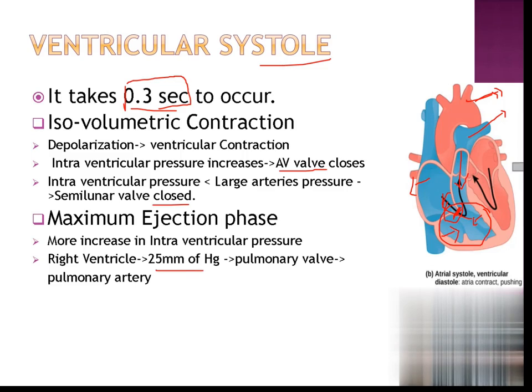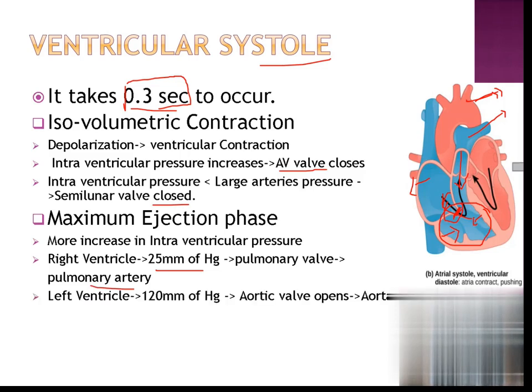This pressure gives rise to the opening of the pulmonary valve, and the blood gushes into the pulmonary artery. And in the left ventricle, 120 mmHg is required to open the aortic valve, and then the blood goes to the aorta. Once the blood is gone, this valve automatically closes to prevent backflow.